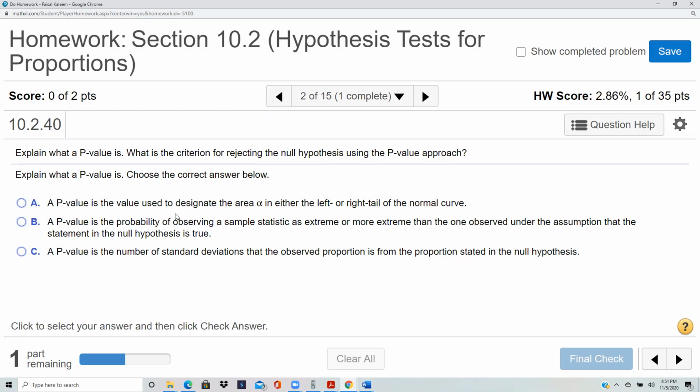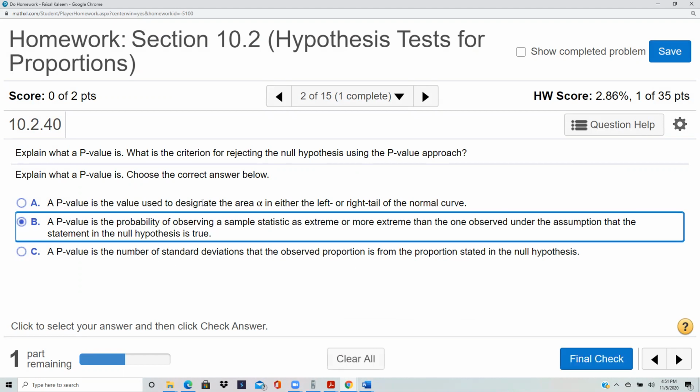P-value is the value used to designate the area alpha. No, alpha and P are two different things. P-value is the probability of observing a sample statistic as extreme or more extreme. A p-value is the number of standard deviations? No, it's not. So right now, this is the correct answer. P is the probability of observing a sample statistic as extreme or more extreme than the one observed under the assumption that the statement in the null hypothesis is true. So let's talk a bit about what this is really saying.